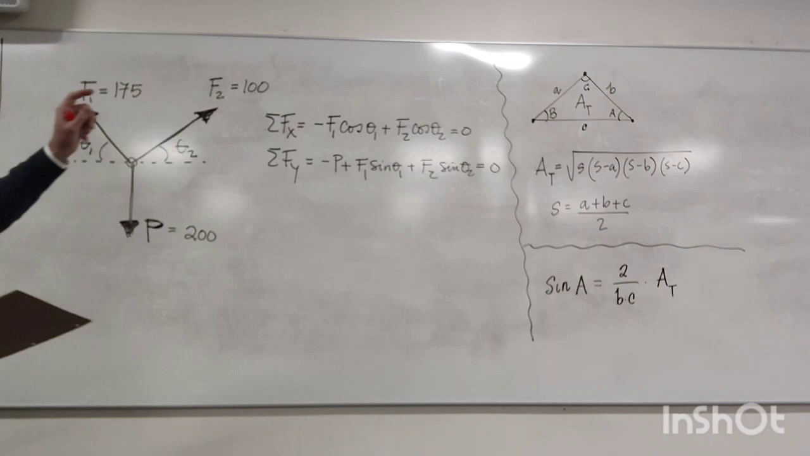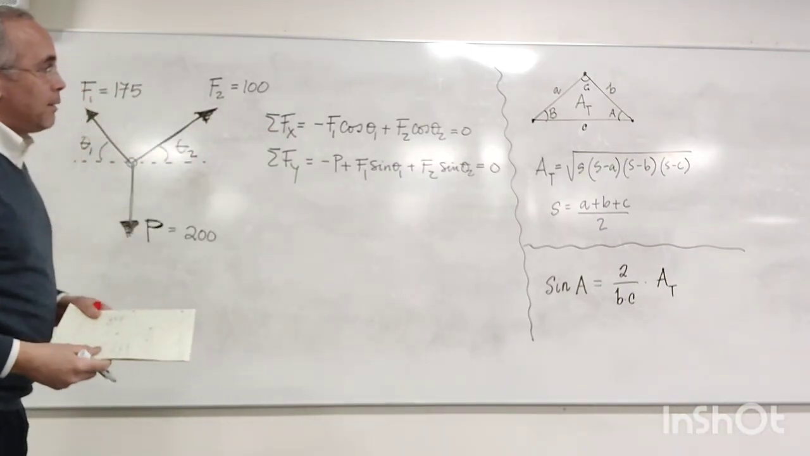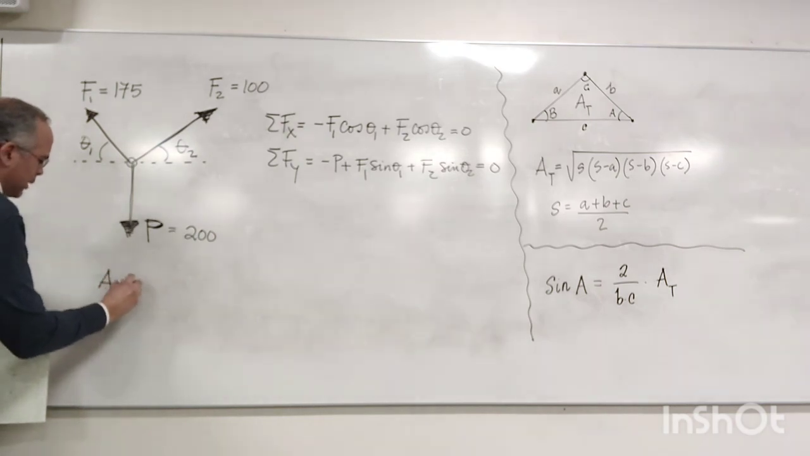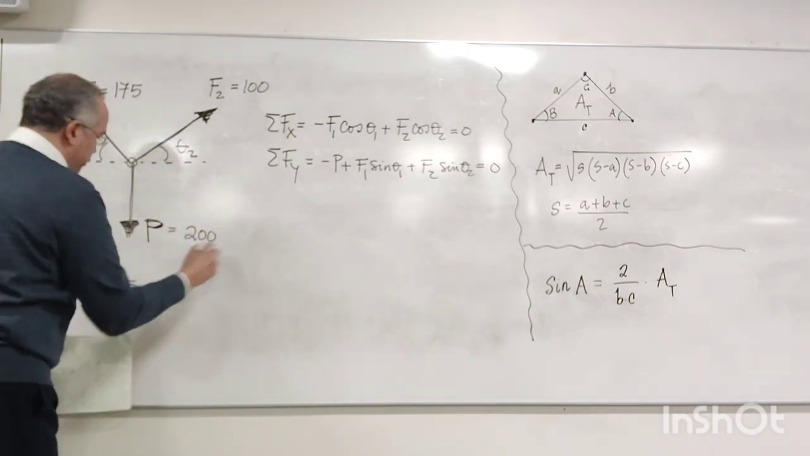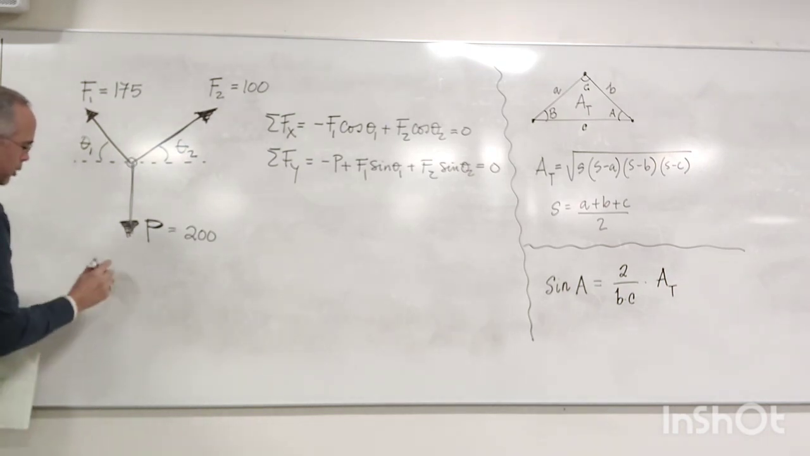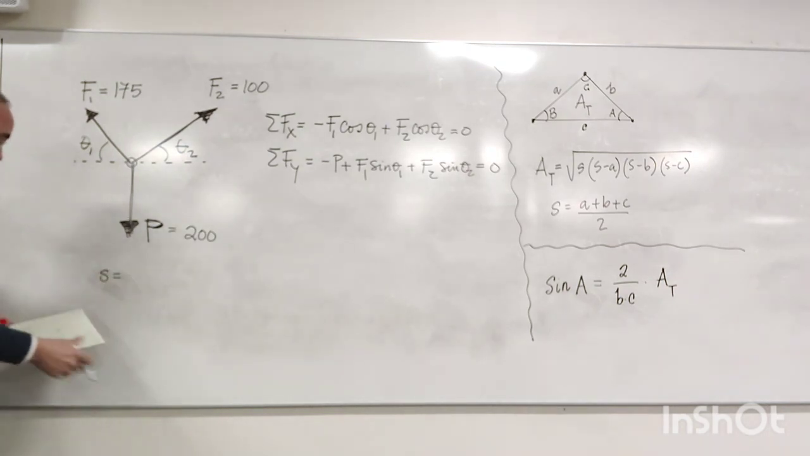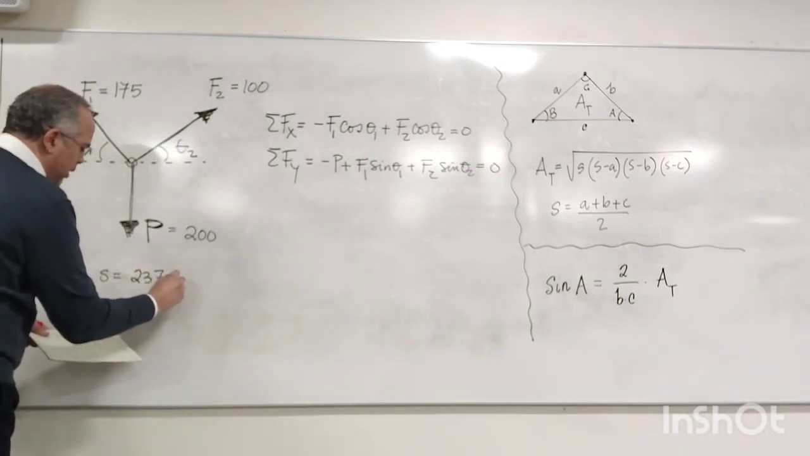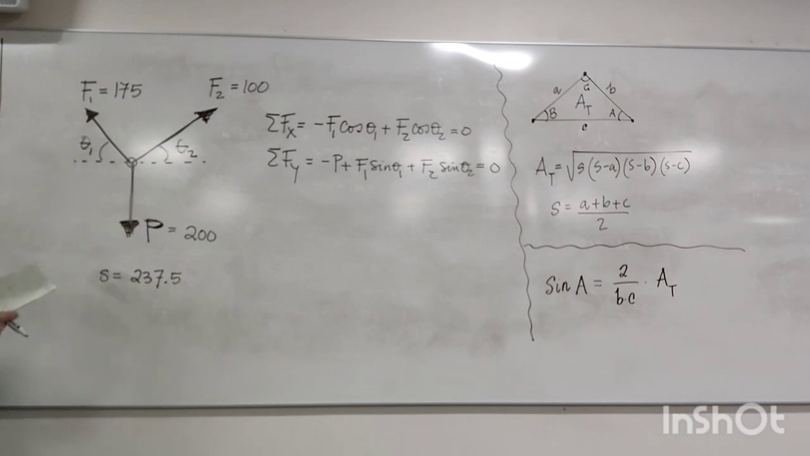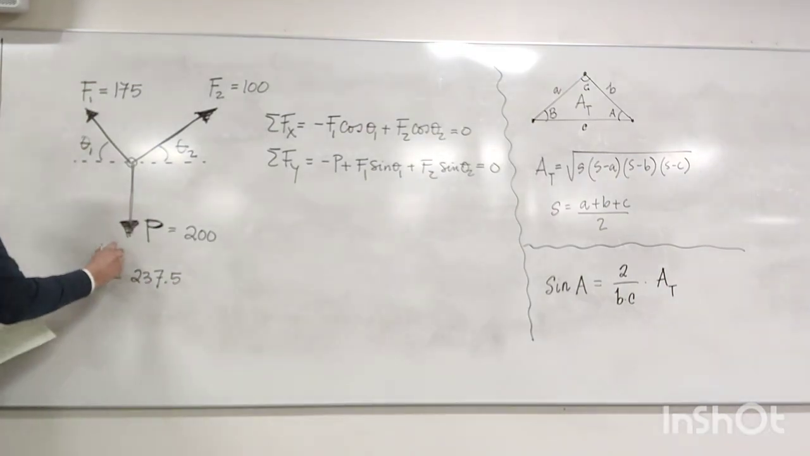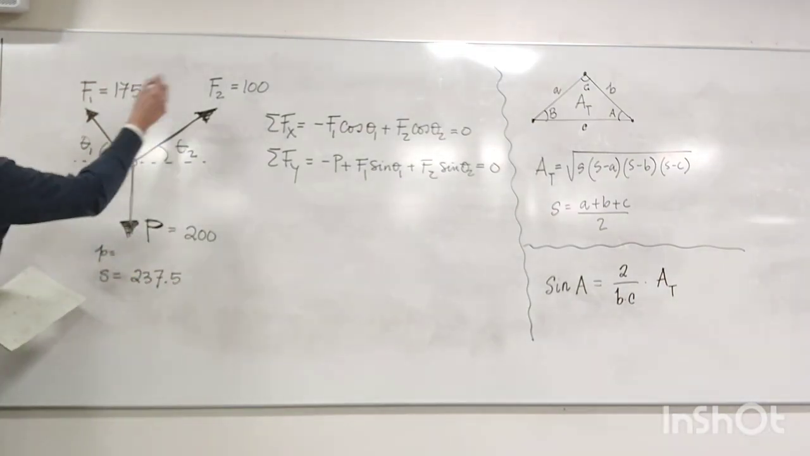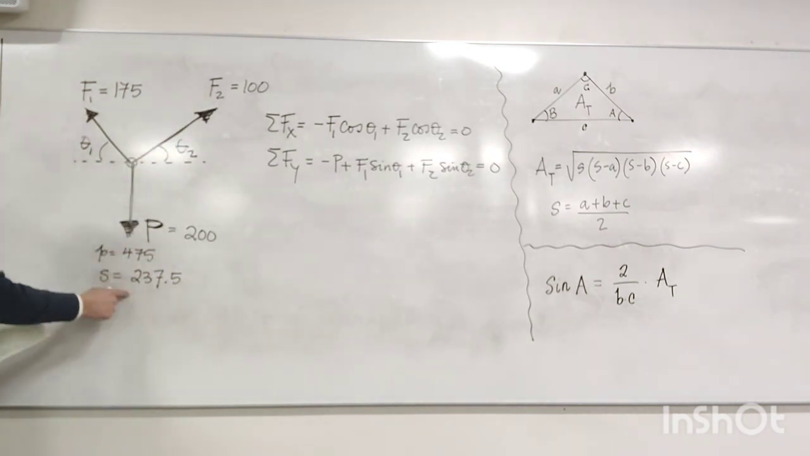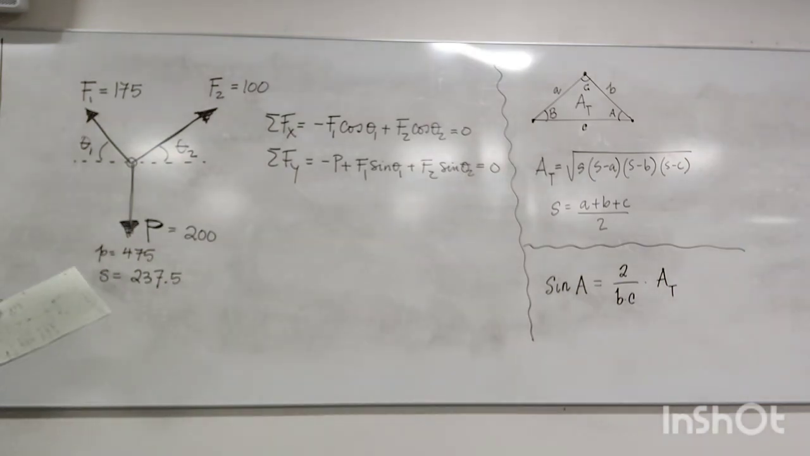So the first step is that I'm going to find my value of AT, right? Before I find that, I have to find the semi-perimeter. And if I do that, we find that the semi-perimeter is equal to 237.5 in this case, because the perimeter is the sum of 200 plus 175 plus 100, which comes out to 475. So half of that is 237.5.